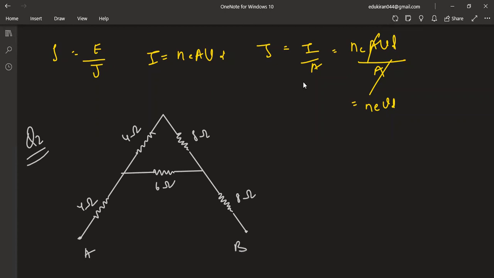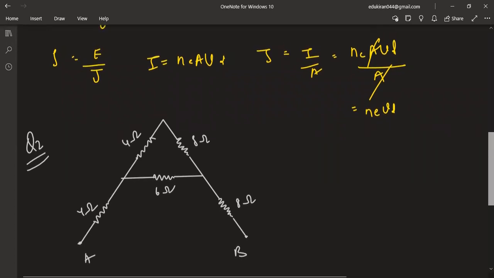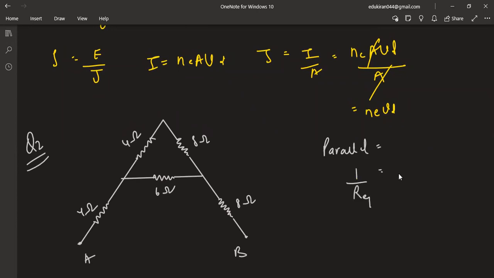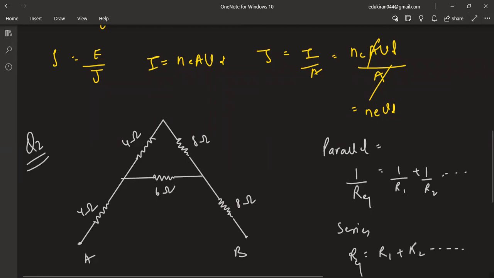So class, the theory part remains the same. Basic theory: for parallel connection of resistors, 1 by R equivalent is given by 1 by R1 plus 1 by R2, like this. And for series connection, R equivalent is given as R1 plus R2 plus R3, like this. So here you have to find out the equivalent resistance between A and B.